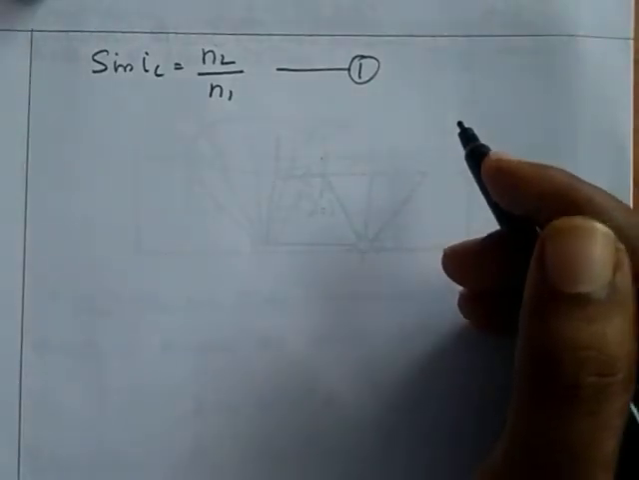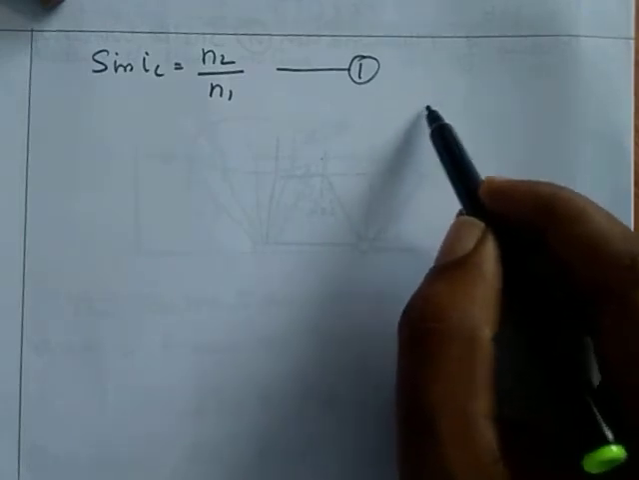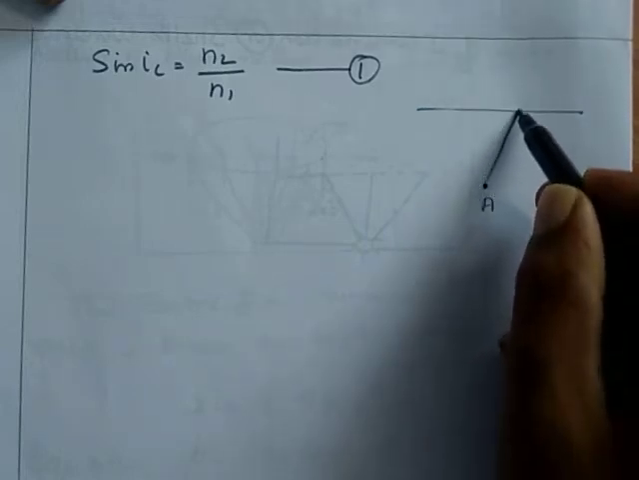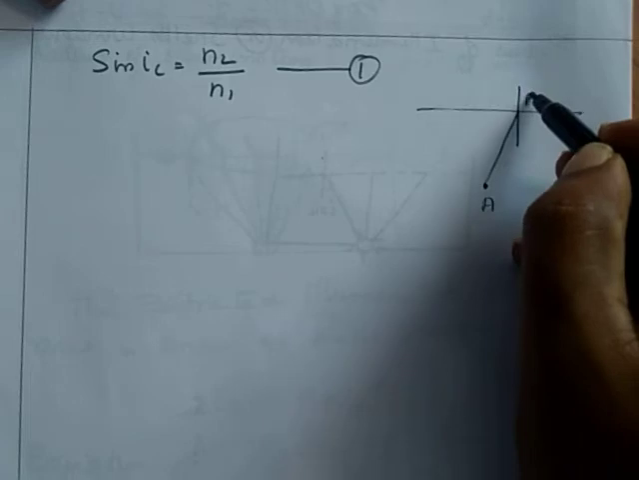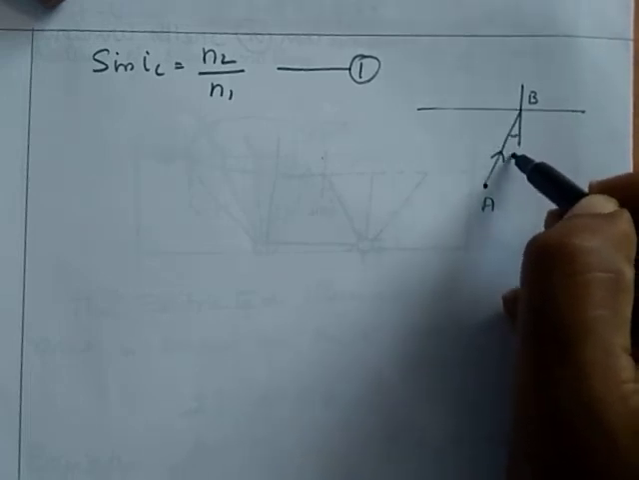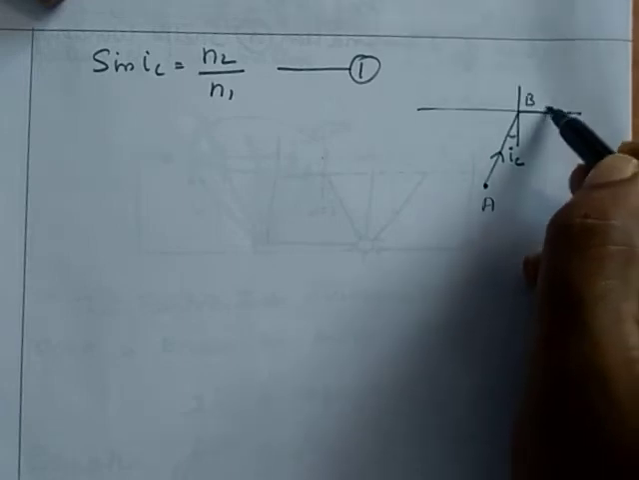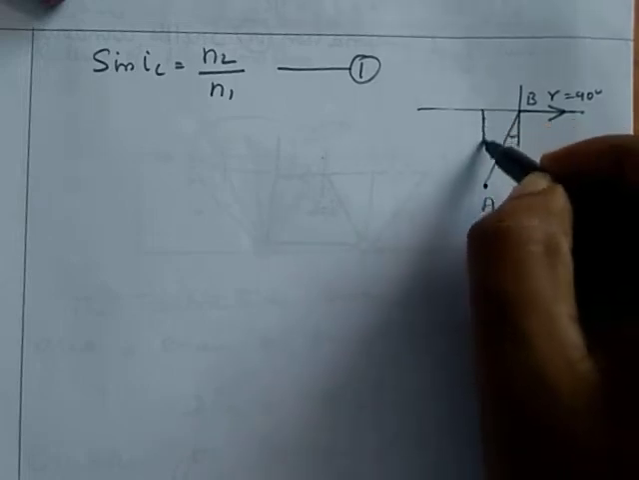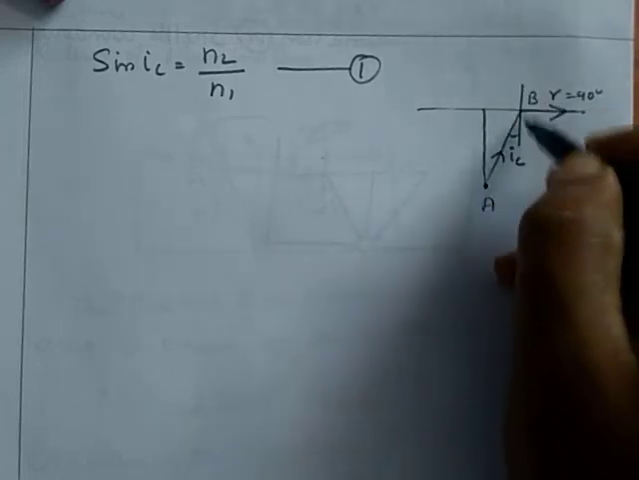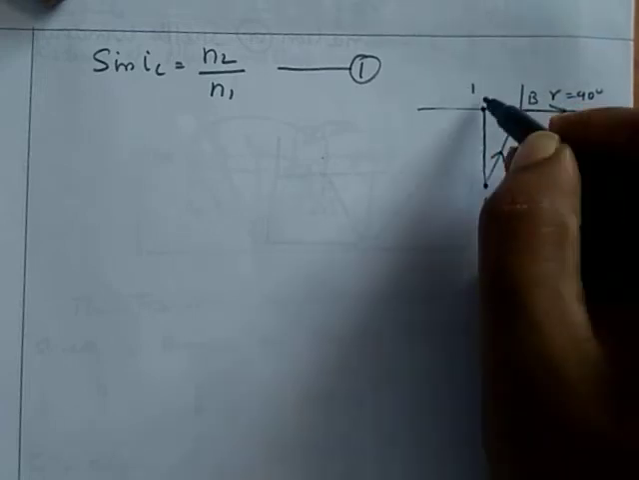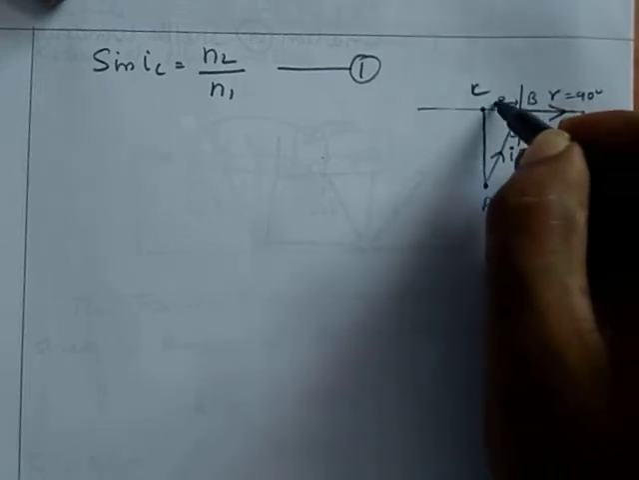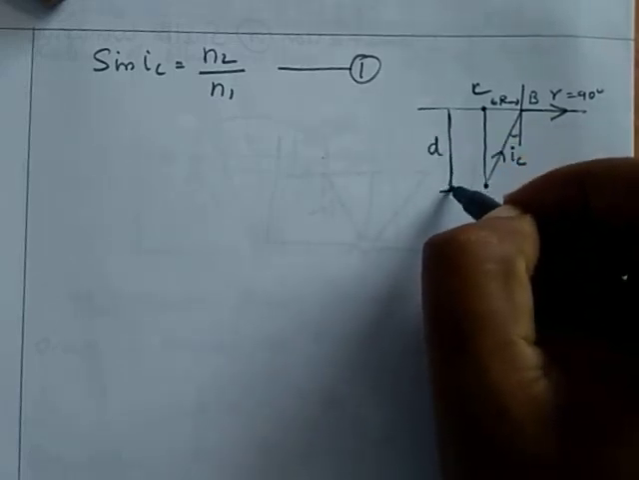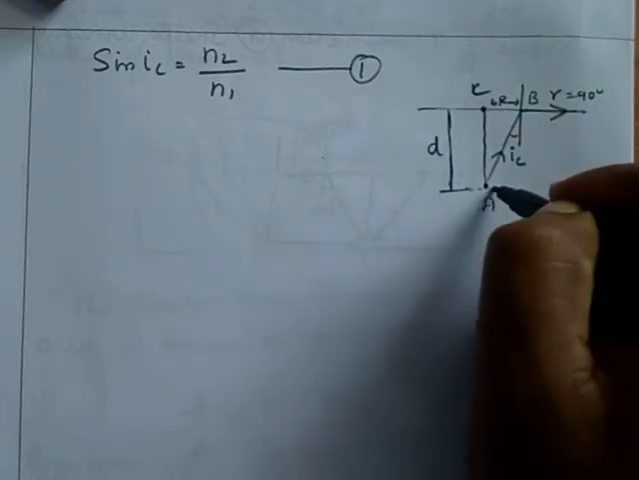Then I consider the right angle triangle. I draw the diagram here. Here is the object A, the light from the object is incident at the point B. Here the angle of incidence is equal to the critical angle, so there is no refraction. R is equal to 90 degrees. Here I drew a perpendicular line parallel to the normal, that is C. This distance is R, which we have to calculate. Then this is the depth of the water.